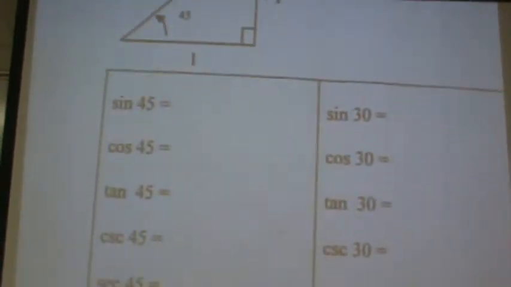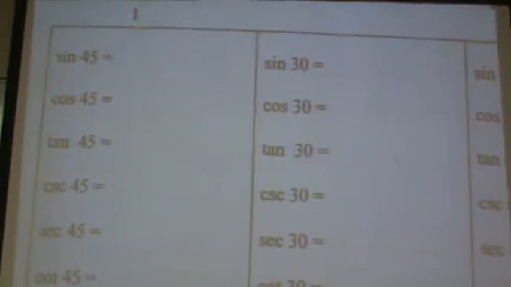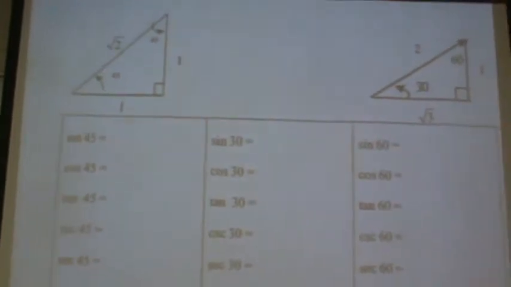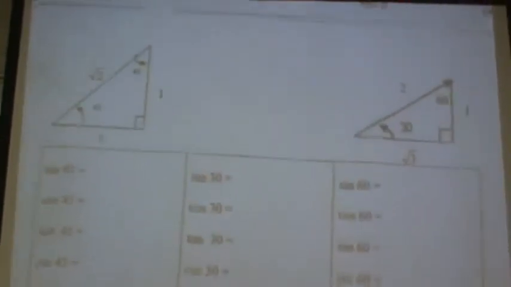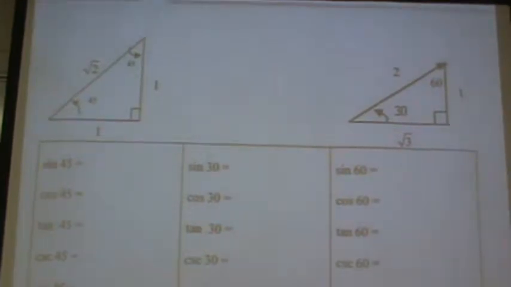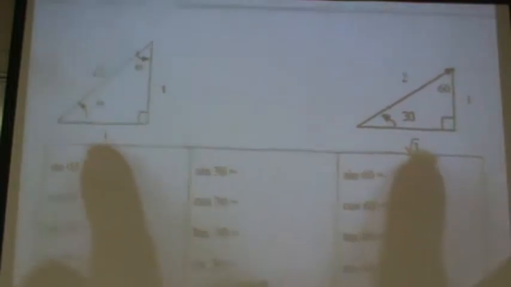So now, let's run through this chart right here. What do you see here? Lots of cosecants and sines. What kinds of numbers do you see? 30, 45, and 60. Right away, when you see 30, 45, and 60, you're going to jump to these two triangles.